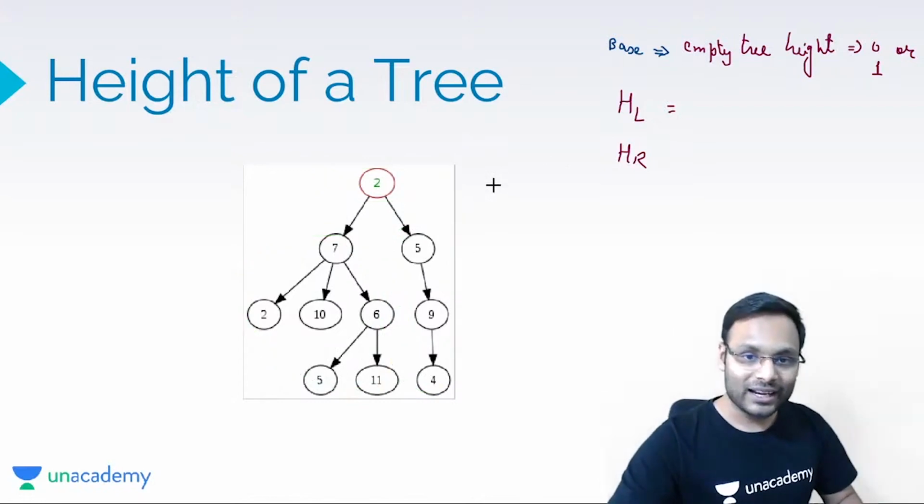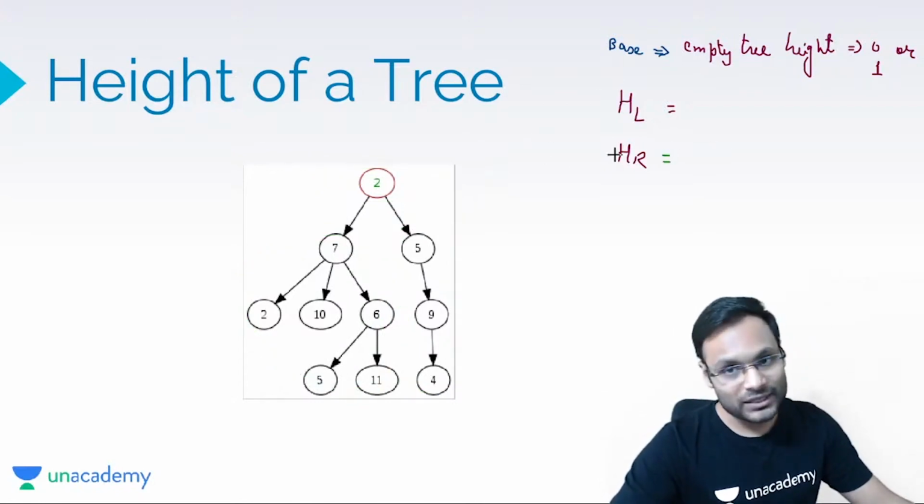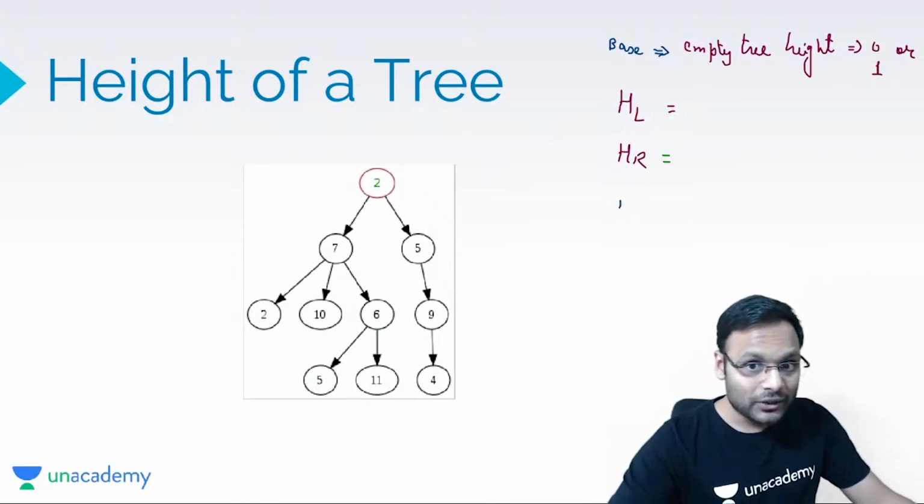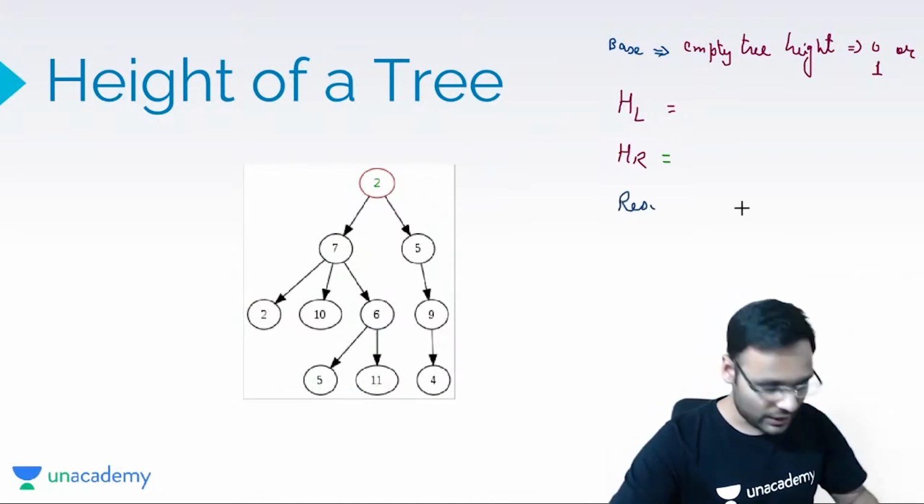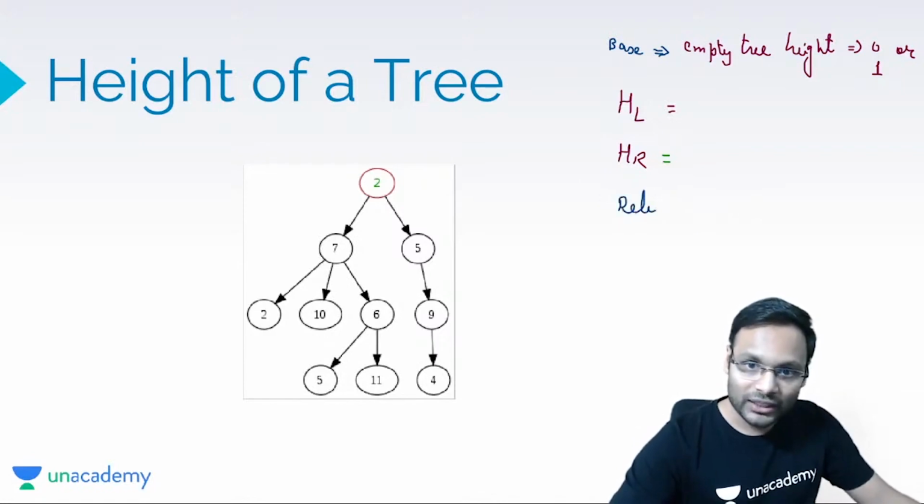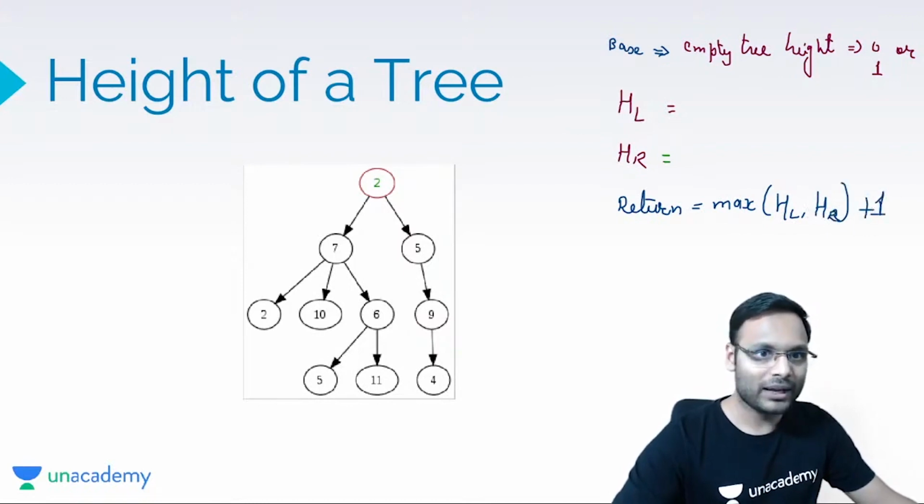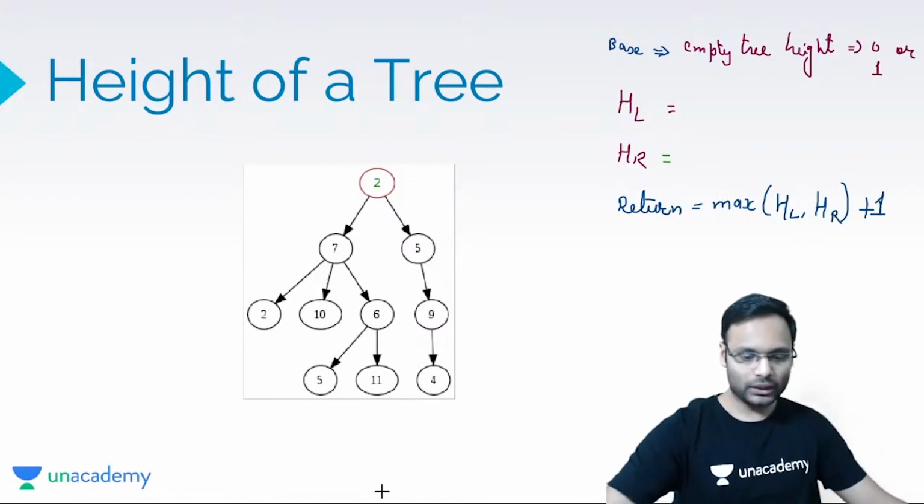So what exactly will I have to do? I'll have to calculate HL and HR, the left subtree's and right subtree's heights, and return the height of the entire tree, which is equal to the maximum of HL and HR, plus 1. Whichever is maximum among the left subtree and right subtree, plus 1, will be the height of the entire tree.